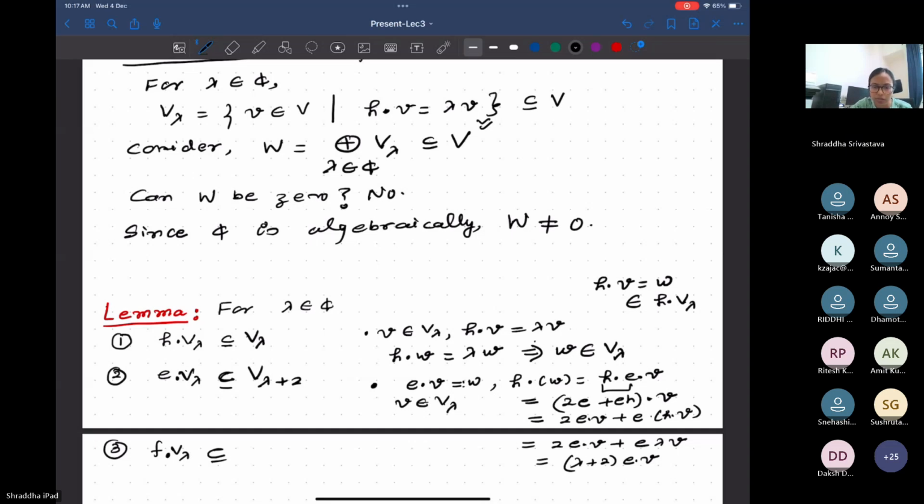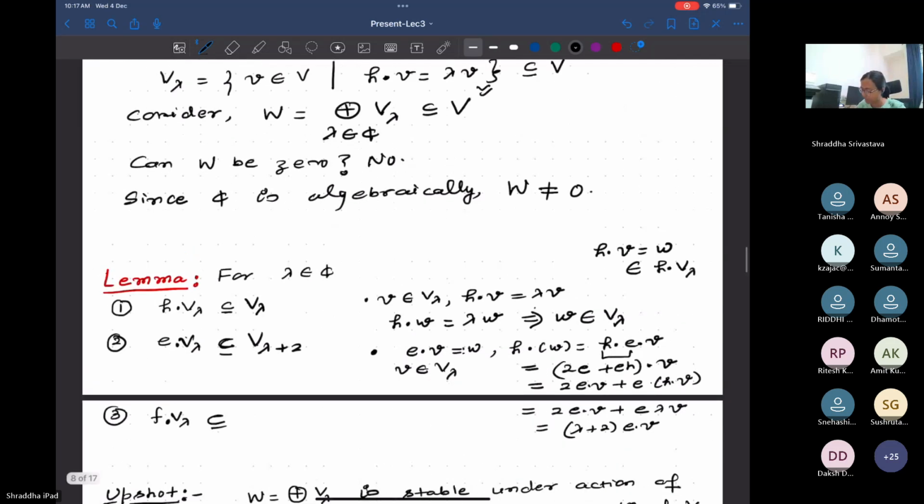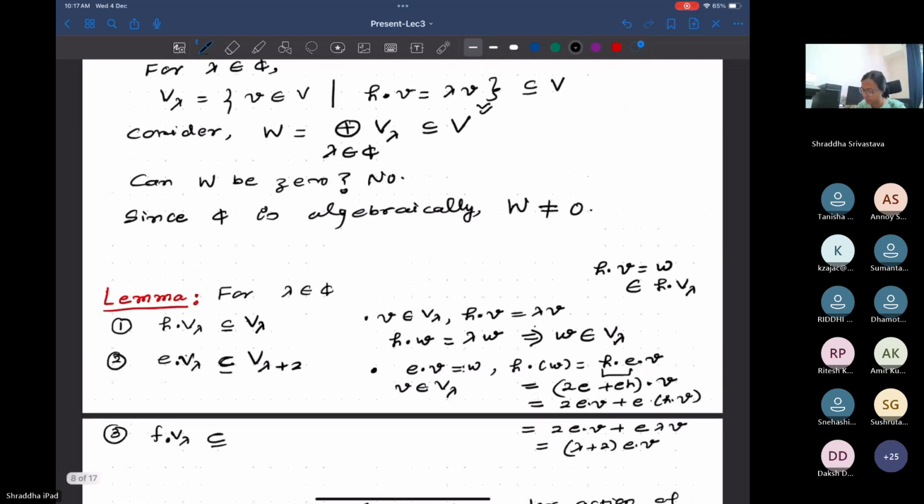Just keep going. Is there any doubt? Because we did not do anything much. It is just using the commutator and the definition of V lambda. Is there anything that you want me to repeat or ask some question if you have? Okay, so what about F dot V lambda? What is your guess? Lambda minus 2. Yeah, V lambda minus 2.